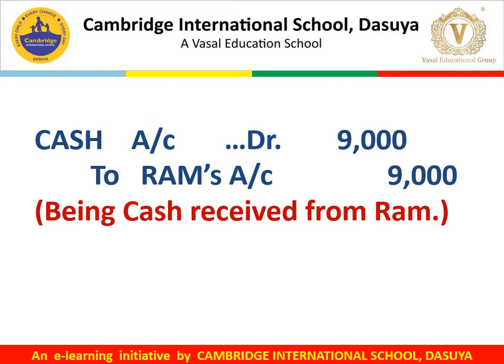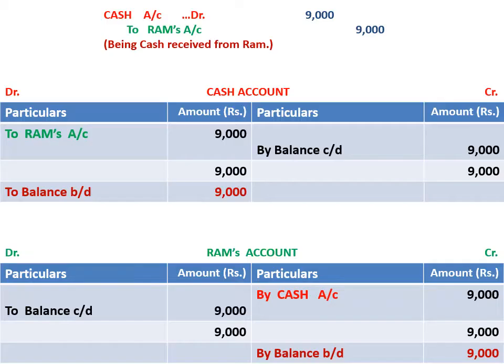Now we will try to post this journal entry into a ledger. Here the journal entry is cash account debit to Ram account. Now we will try to post this journal entry into two ledgers. One is cash account. This is our cash account. And the second one is our Ram account. This is Ram's account. Now in this journal entry, one account is debited, that is cash, and another account is credited, that is Ram account.